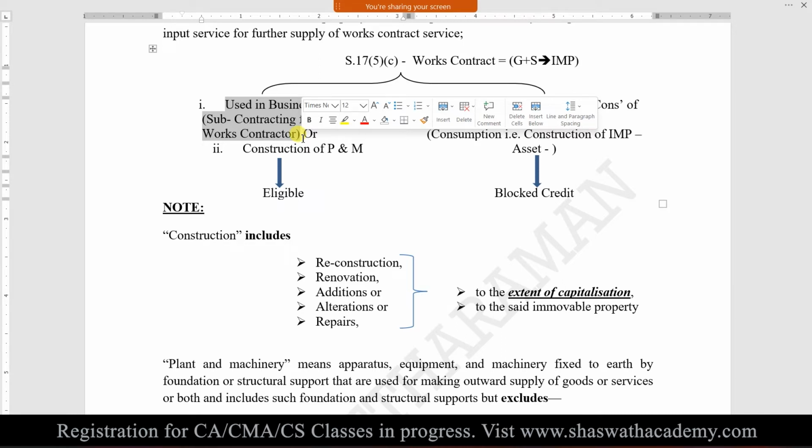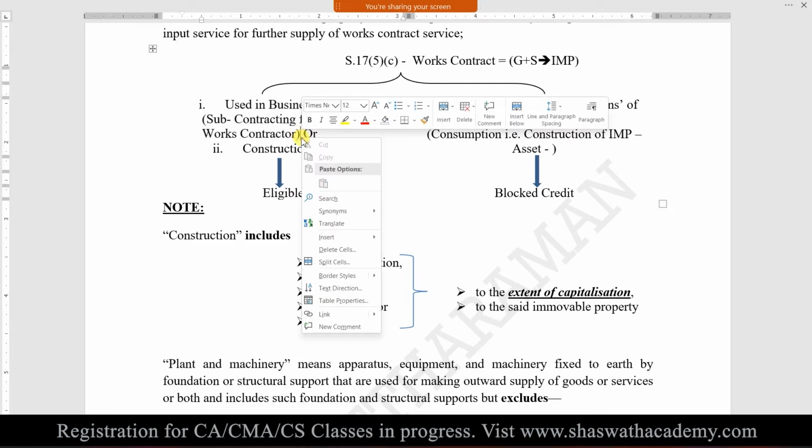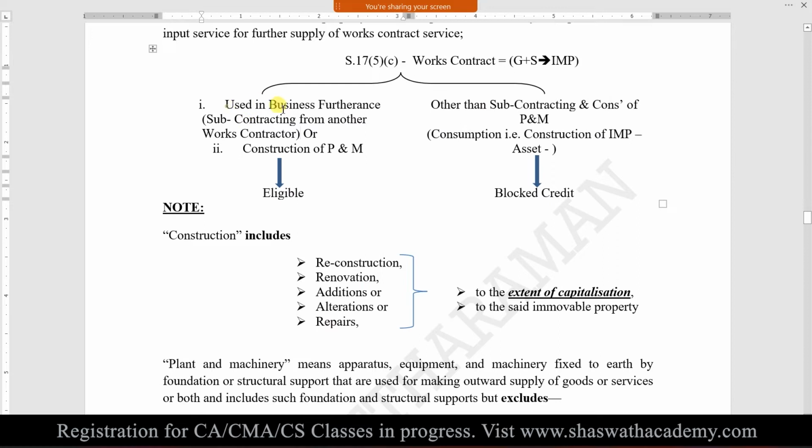For example, sir, I have been asked to fix the tiles. But unfortunately, my tile machine has gone for repair, so I'm not using it. Therefore, I'm requesting a tile fixing person to come and fix the tiles for me, wherein he is going to use some goods, he is going to use his machine, and then he is going to put in his services. Then why am I using this? Because I am using it in the course of furtherance of my business. Eligible.